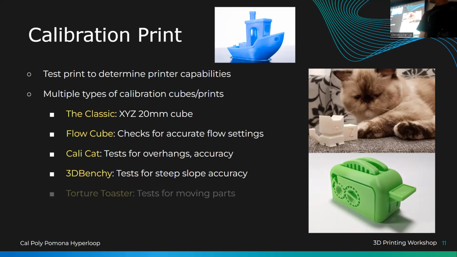So the last one, I think. This one's fun. It's really painful. When you get into printing things that are moving, or at least things that print in one piece and are moving, you want to print a torture toaster. This mainly tests for tolerance between parts. This whole thing is movable. You can press down the plunger and the toast pops up. It should work if you did it right, if your tolerances are good. If it doesn't, you suck.